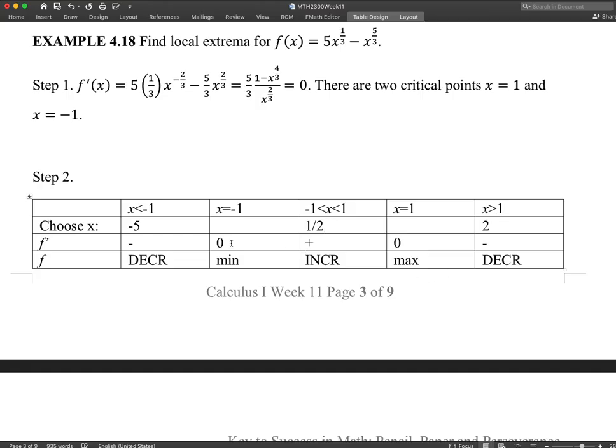We have two critical points. At x equals -1, to the left the function is decreasing, and to the right it is increasing: decreasing, increasing. Roughly, we have a shape like, I cannot draw anything on the screen, but I just show the idea, the graph opening upward.